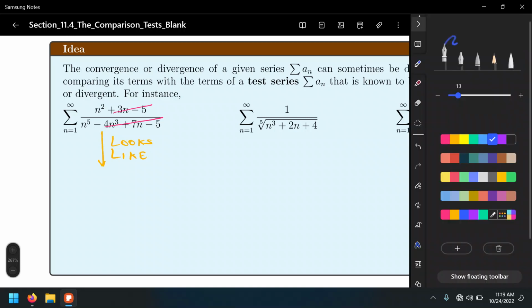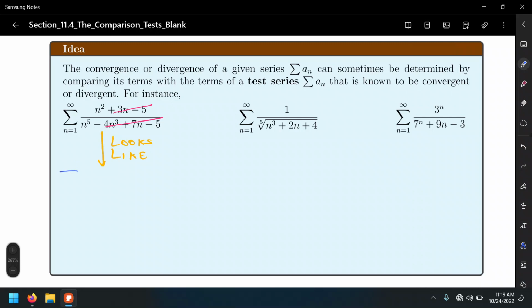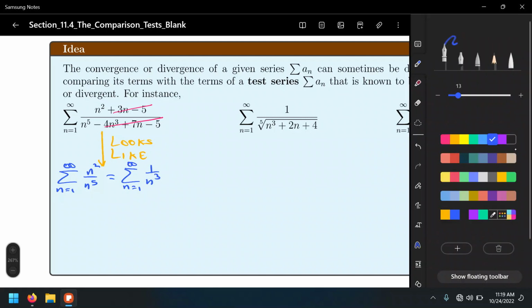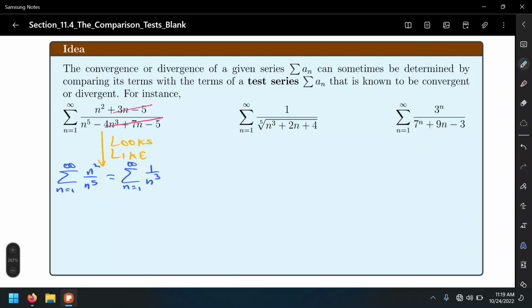That's going to give us the following series: sigma n equals 1 to infinity of n squared over n to the 5th power. And after some simplification, sigma n equals 1 to infinity of 1 over n cubed. And what do we know about this series? It converges. This is a convergent p-series, right? It's the 1 over n to the p power form.